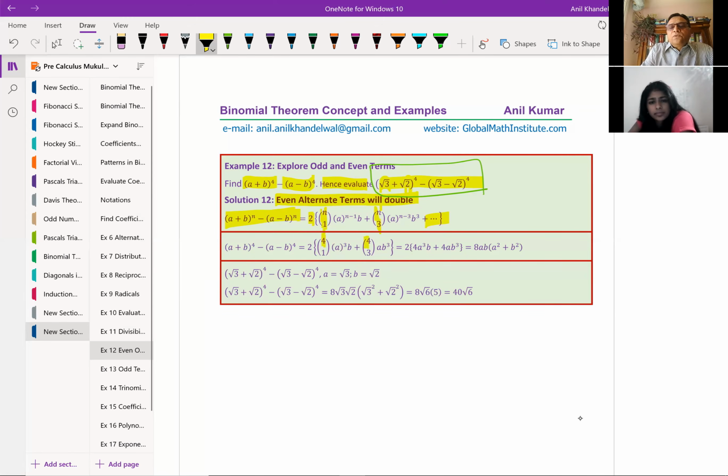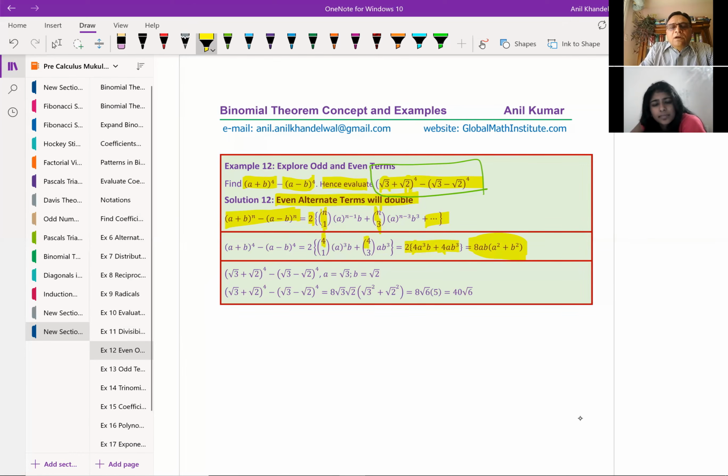The coefficient is 4, right? 4C1 is 4, 4C3 is also 4. Plug in 4 here in your expression, and you get a simplified expression, which is 8ab (a square plus b square). A lot of algebra to be done, so have a good look at it.